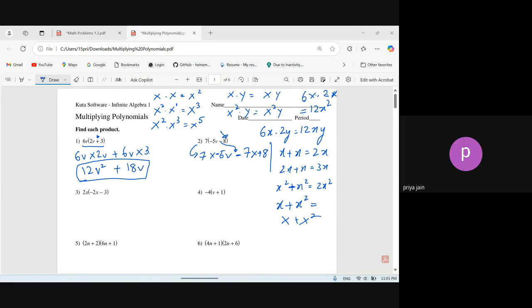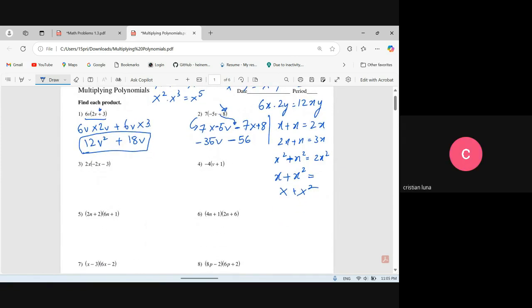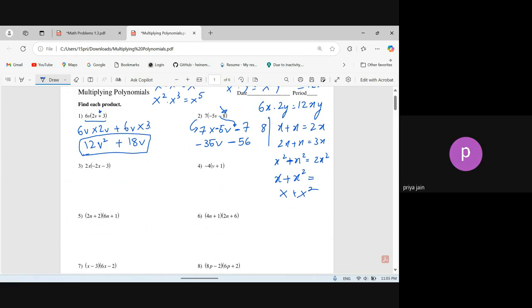So now what I'm going to do is 7 times negative 5 is negative 35v, minus 7 times 8 is 56. Are we good? Don't you need to put the v or no? I'm sorry, not the v. It doesn't carry over, right? It's 7 times 8. Right. Oh, okay, okay. Just making sure.